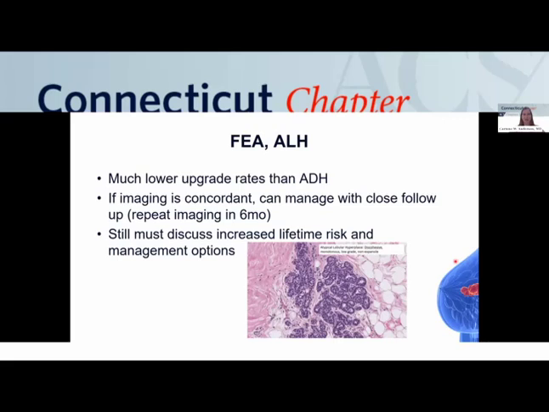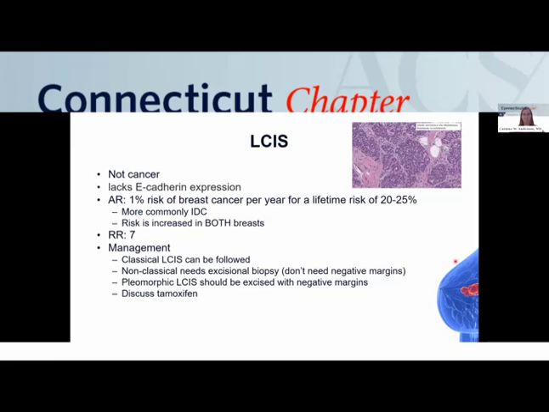Flat epithelial atypia and ALH, these atypia have much lower upgrade rates than atypical ductal hyperplasia. So in general, if imaging is concordant, you can manage these with close follow-up, but you still must discuss that increased lifetime risk and management options. LCIS, this continues to confuse you guys, is not cancer.